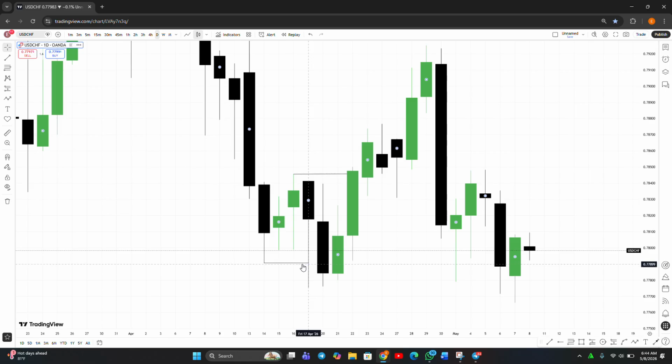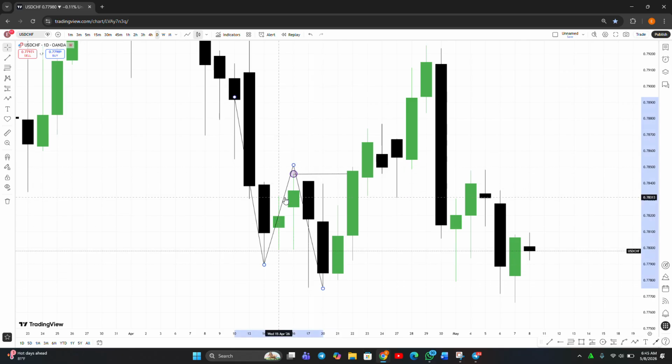Let me delete this. Price came and gave a higher low. This is the higher low. Okay, sorry, the lower high. It came and did this lower low, lower high, and now another lower low.